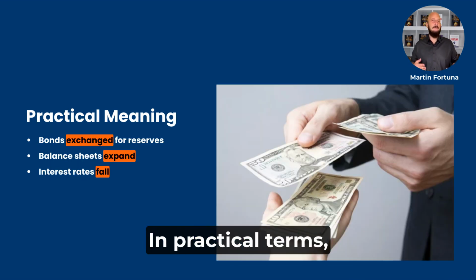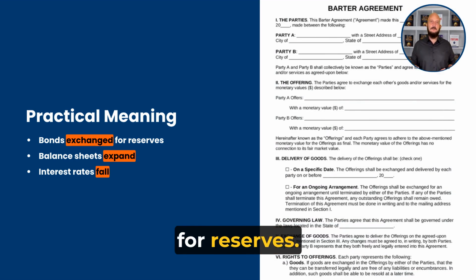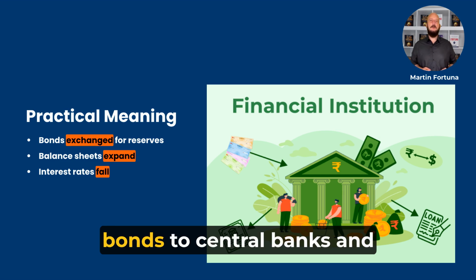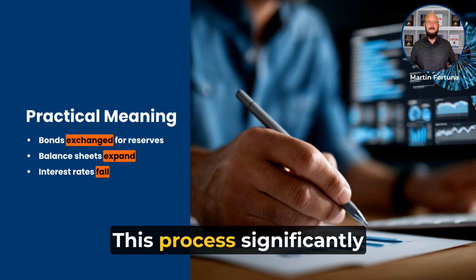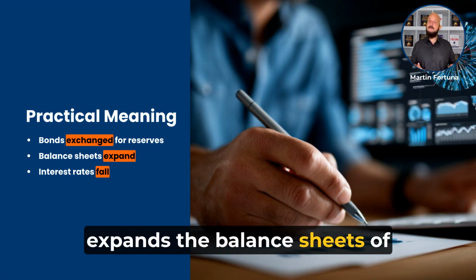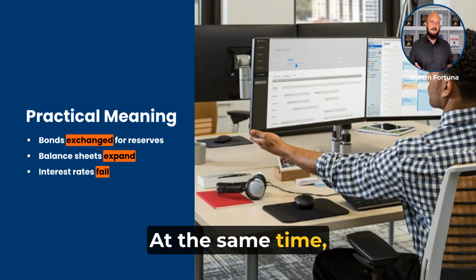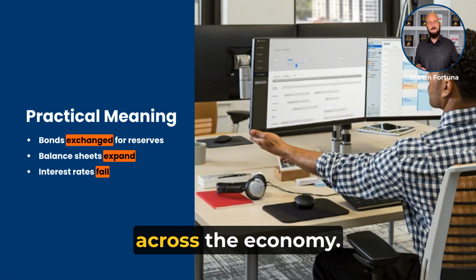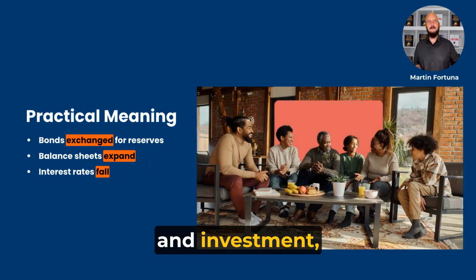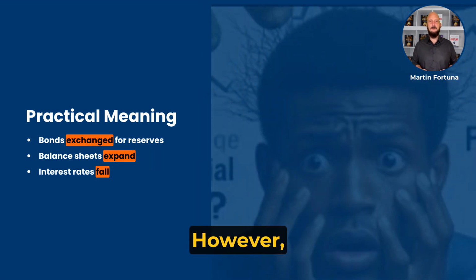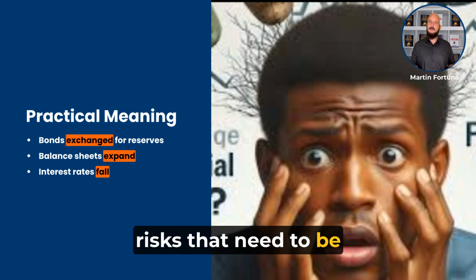Practical meaning. In practical terms, these policies involve central banks exchanging bonds for reserves. Financial institutions sell bonds to central banks and receive newly created money in return. This process significantly expands the balance sheets of central banks and increases the amount of liquidity in the financial system. At the same time, it pushes interest rates lower across the economy. Lower interest rates make borrowing cheaper, encourage spending and investment, and support asset prices. However, while these effects can stimulate growth, they also introduce long-term risks that need to be carefully managed.